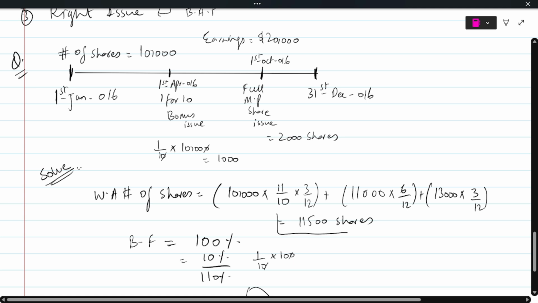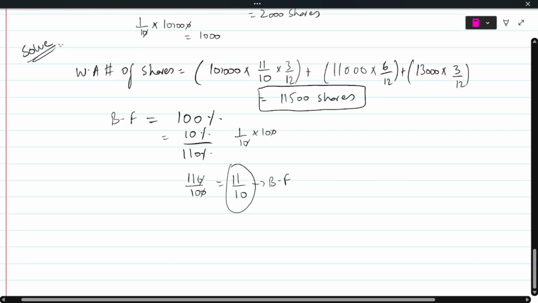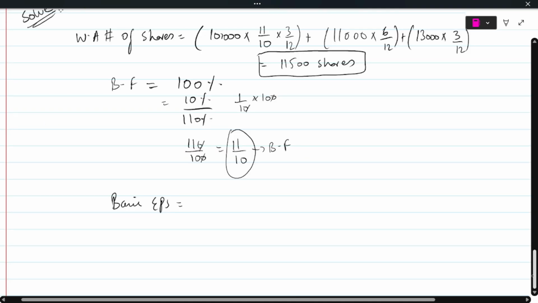Okay, so I have calculated my weighted average number of shares, and now I just have to calculate my basic EPS, right? You take the earnings, which were 20,000, and divide it by the weighted average number of shares, which is 11,500. So 20,000 divided by 11,500 is $1.74 per share worth of EPS.